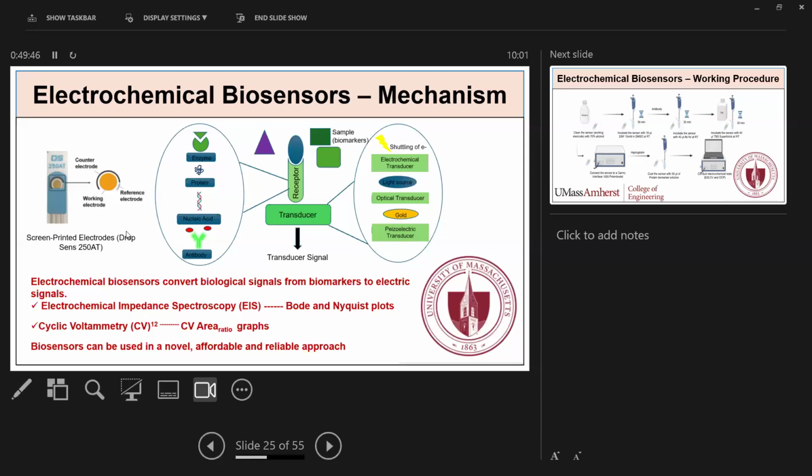And then cyclic voltammetry, CV. I'm sure that most of you know about cyclic voltammetry, oxidation and reduction reactions. And imagine, we are just doing a biological assay and trying to get electrochemical data for that particular biological assay. How cool is it, right?